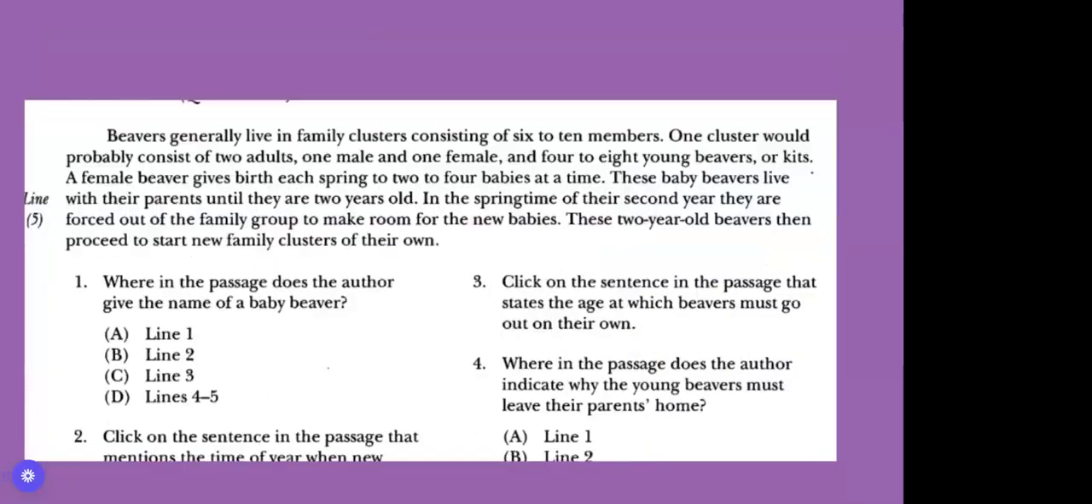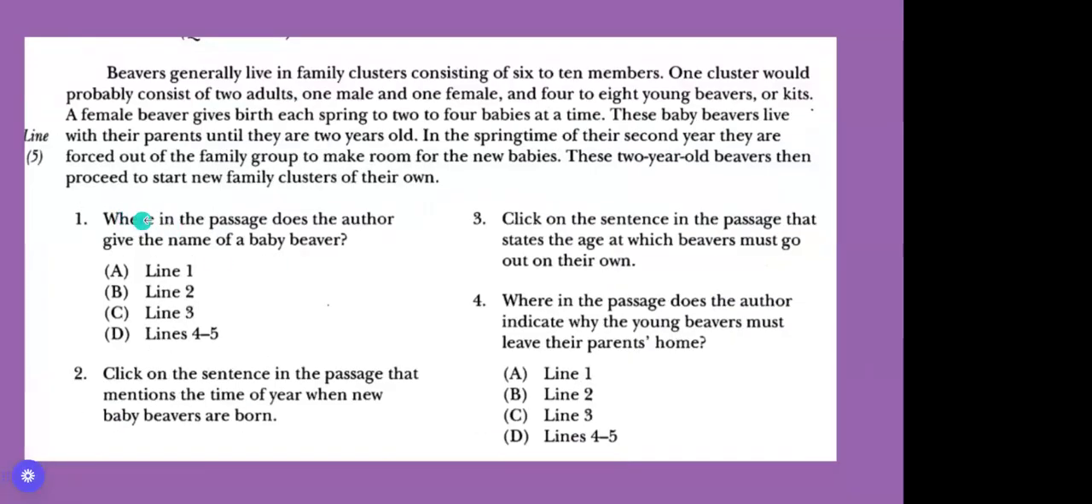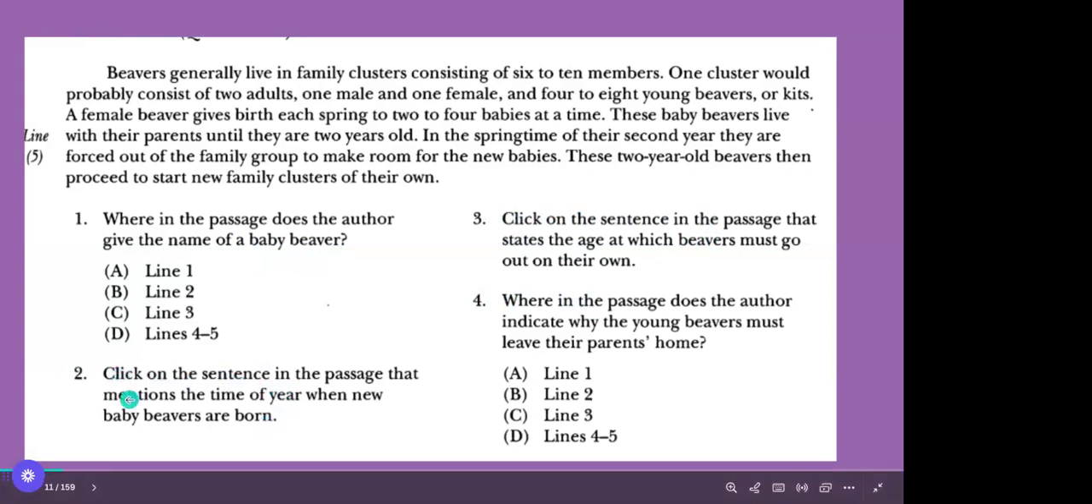Yeah, let's do this one. If you see, we have here where in the passage. That means you have to find where in the passage they give the name of a baby beaver. Here we have another one, where in the passage. Then here we have a different format. Click on the sentence that states, again, where in the passage. And finally, click on the sentence or choose a sentence in the passage that mentions, okay, so locate this specific information in these 4 questions, and then I'll show you the answer key.